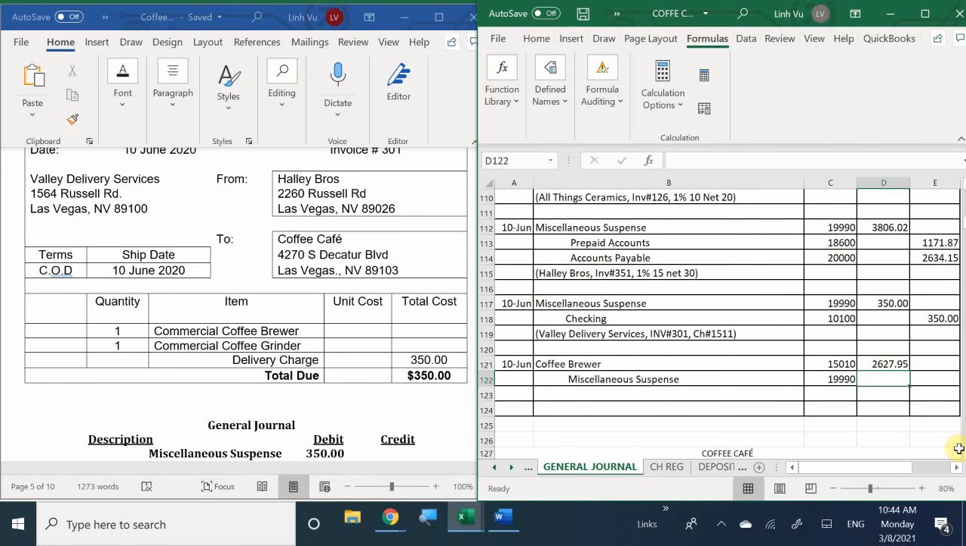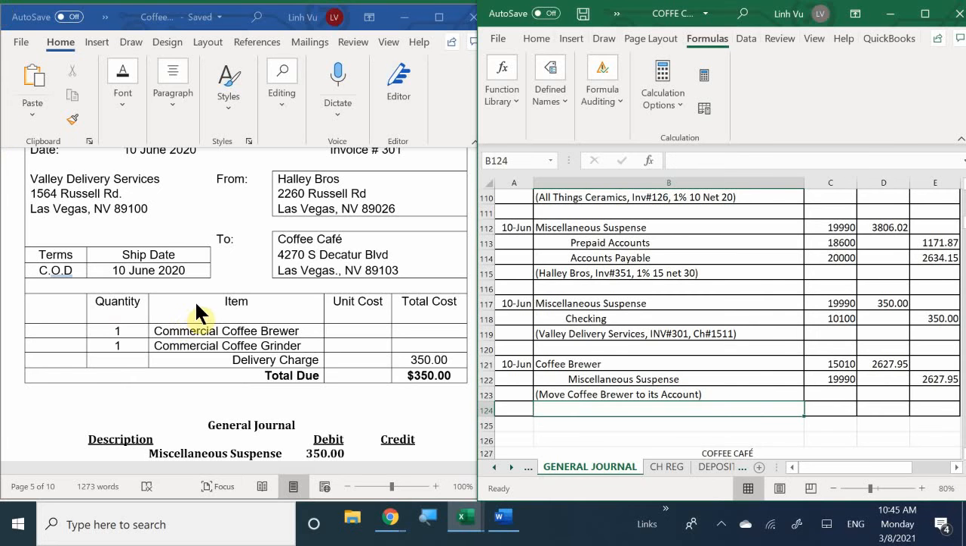$2,627.95. So that's how much the coffee brewer is. And I'm going to take that direct amount right out of miscellaneous suspense. And here, my note's pretty straightforward, right? Move coffee brewer to its account. Okay?